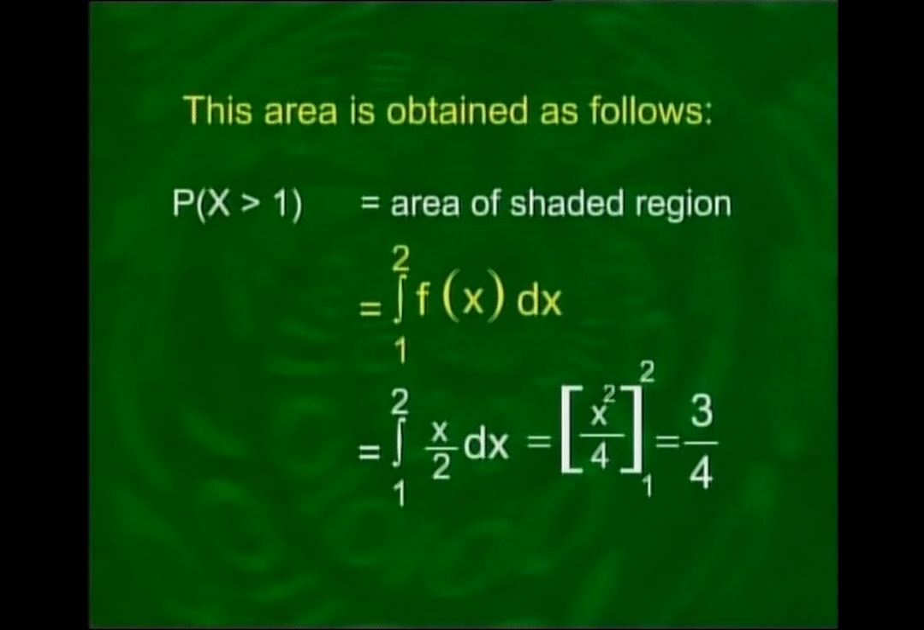Now, in order to compute this area, of course, we will find the integral from 1 to 2 of f of x, in other words, the integral from 1 to 2 of x over 2, and that comes out to be x square over 4 with the limits 1 to 2, and applying those limits, the probability is equal to 3 by 4.